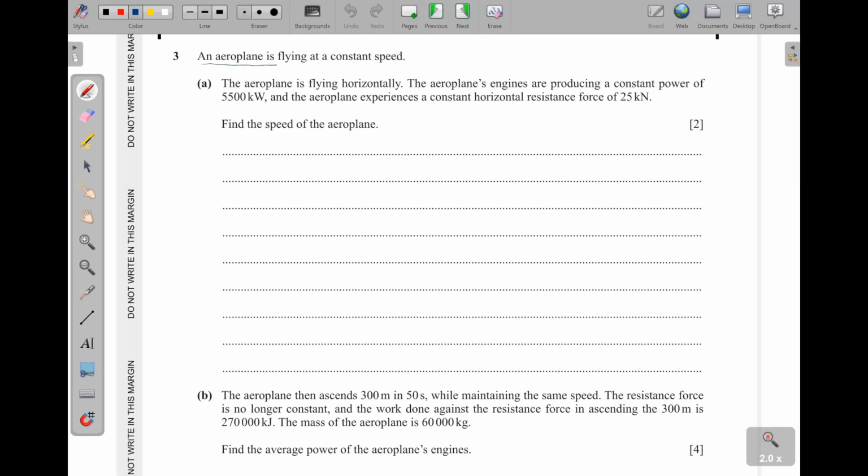Question 3. An airplane is flying at a constant speed. So for the constant speed, that implies that acceleration is equal to what? 0. Okay? You should know that. Acceleration is equal to 0.